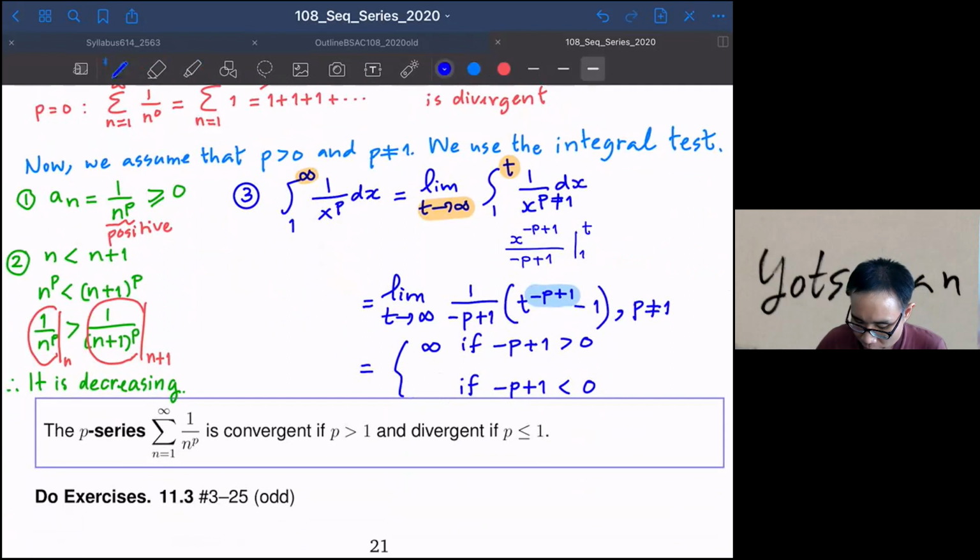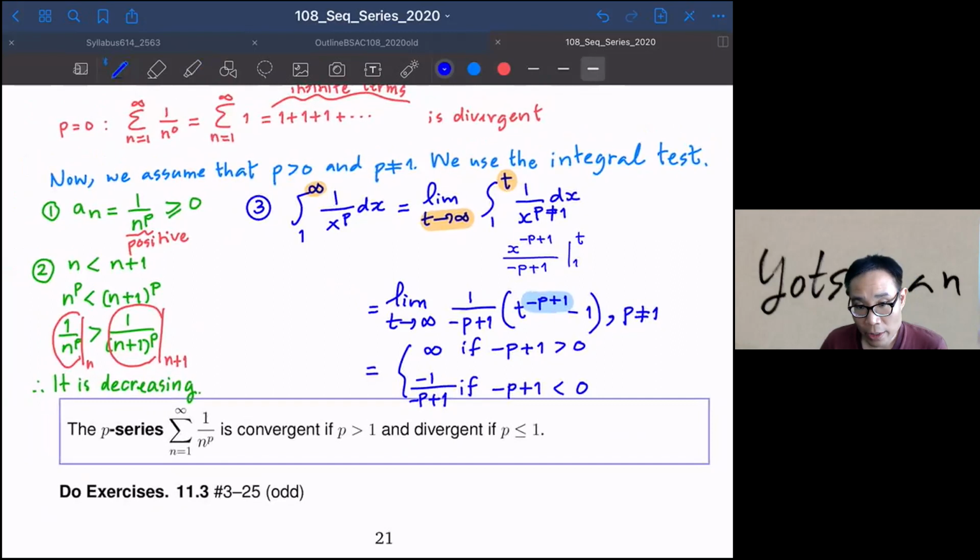Let's see this one. Negative 1 over negative p plus 1. So it turned out to be a finite number when negative 1 plus p is negative. This condition will mean that you have p smaller than 1. When you have p smaller than 1, and this guy, you have p greater than 1. So this guy is p greater than 1.